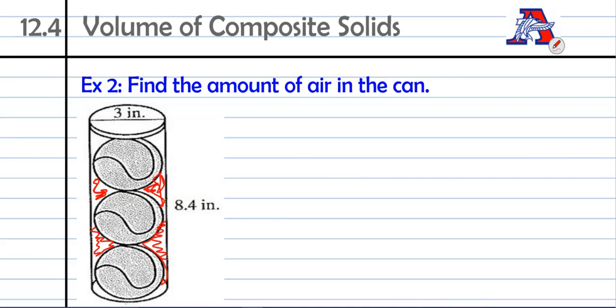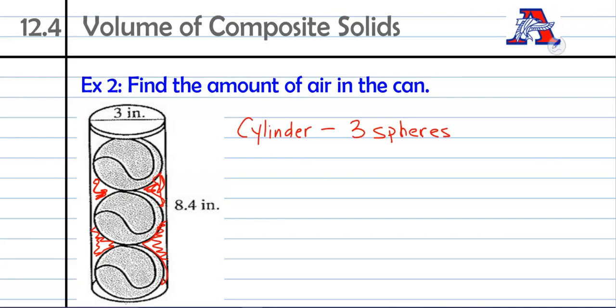So how are we going to find how much air is in there? Well, we have to start with the total cylinder. So we're doing cylinder minus our tennis balls. Our tennis balls are spheres, and there are 3 of them. So we need to do cylinder, take away 3 spheres. Again, this is where we just need to make sure that we stay organized.